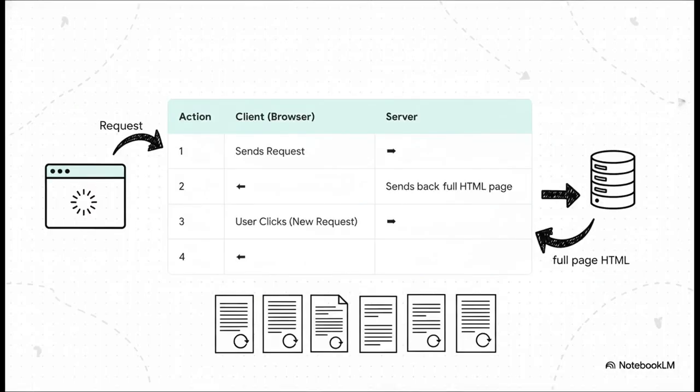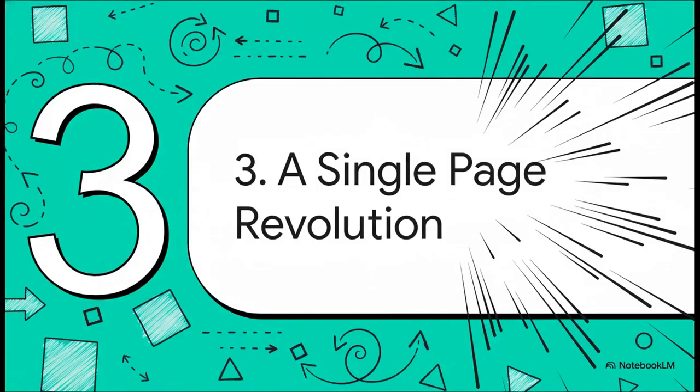A request goes out, a full page comes back. You click again, a whole new request goes out, and another full page comes back. Every single action required this complete round trip for a brand new document, and that's exactly what caused that constant, clunky reloading. But then, a revolution happened. A totally new approach came along that just flipped this entire model on its head. And it paved the way for the fluid, responsive web that we all just expect today.